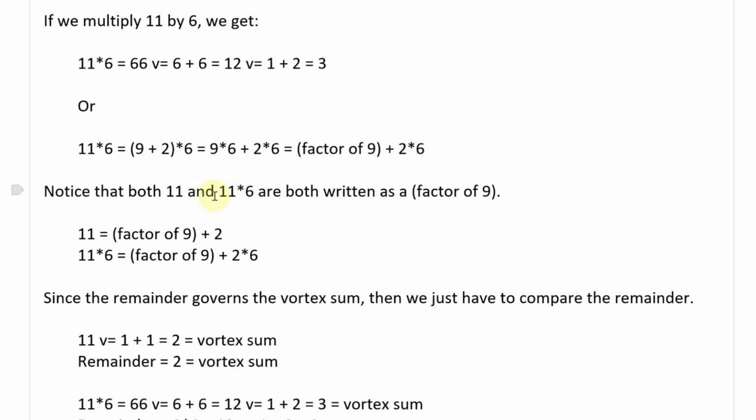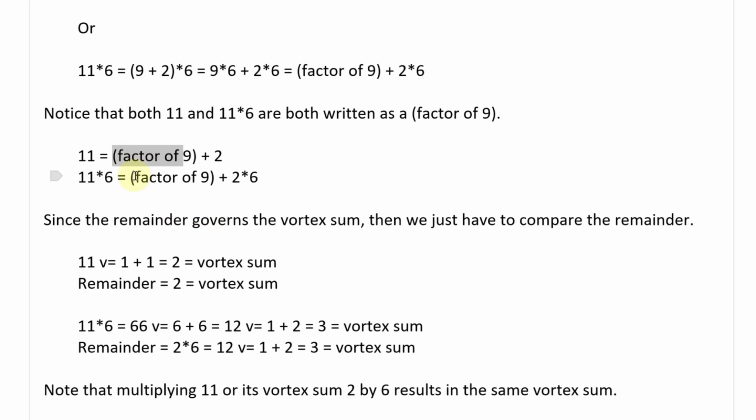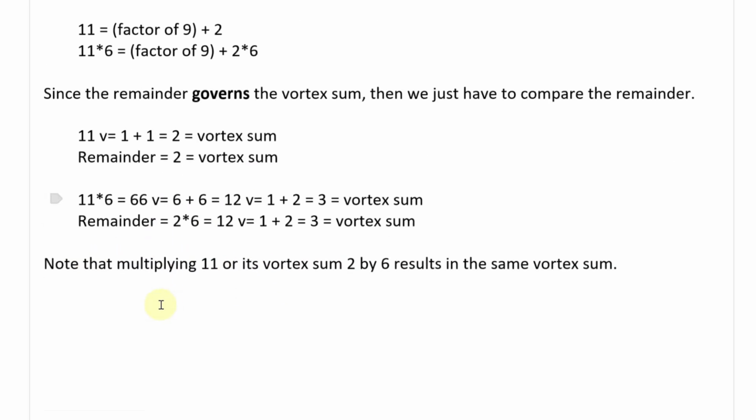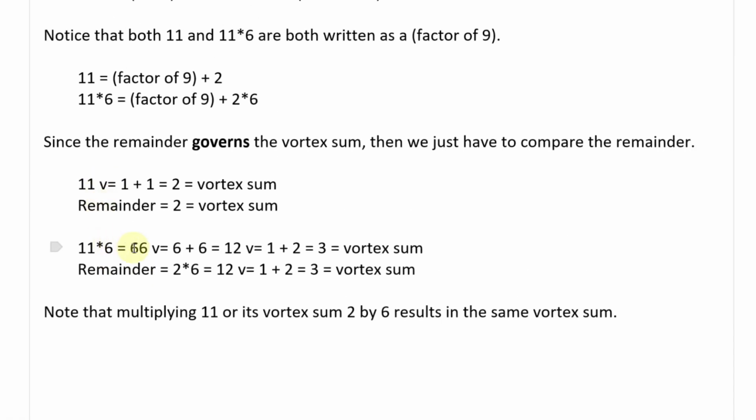So note that both 11 and 11 times 6 are written as a factor of 9. In other words, we have 11 equals a factor of 9 plus 2, and 11 times 6 is a factor of 9, which is our 9 times 6. Doesn't matter what it is, it's still a factor of 9, so it does not count for the remainder. So then we have 11 times 6 equals a factor of 9 plus 2 times 6. Since the remainder governs the vortex sum, we just have to compare the remainder. For example, 11: V equals 1 plus 1 equals 2, the vortex sum. The remainder is 2, which is also equal to the vortex sum. And notice here, 11 times 6 equals 66.